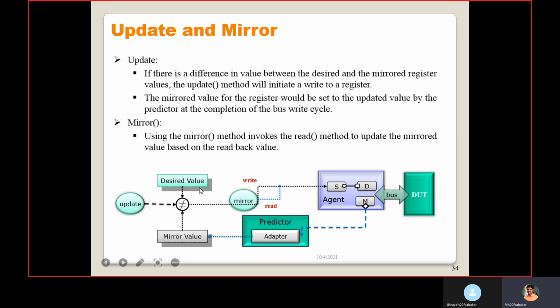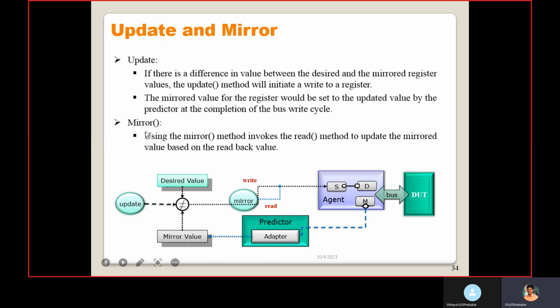When you call update, at that time it will check the desired value and the mirror value. Mirror value, how can we access it? It is just the current state of the DUT. So it will check the current state of the DUT against the desired value. If both are not equal, it will perform a write. That means this desired value will be written to the DUT.